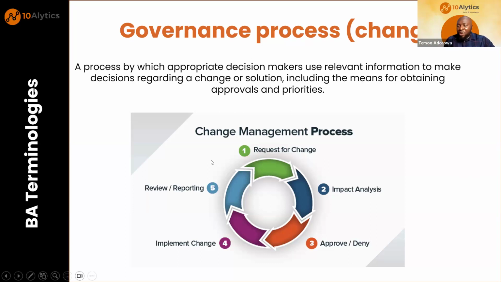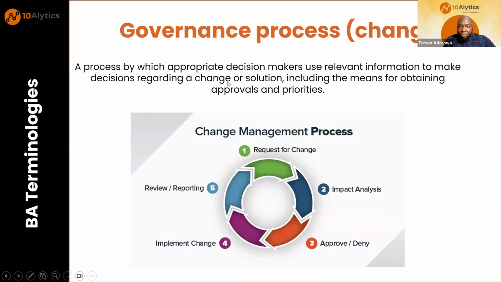So it starts with the request for the change, then an impact analysis is carried out to see what kind of impact this change is going to have. Then they proceed to approve or deny. Like I said, the organization can also decide to deny that change at that particular moment, based on several other reasons that they can cite. If it's approved, we move to implement that change, and then we review and report on it, and that process goes on. If we have a change request again, we come back and do that.